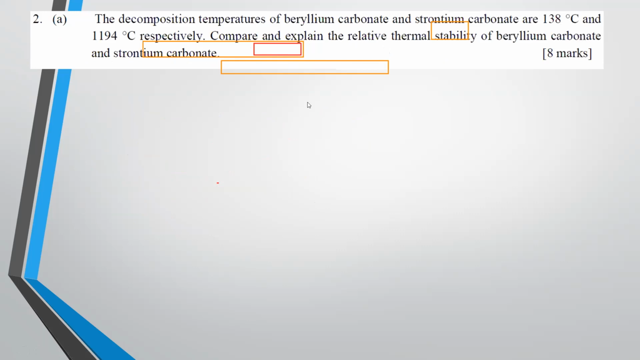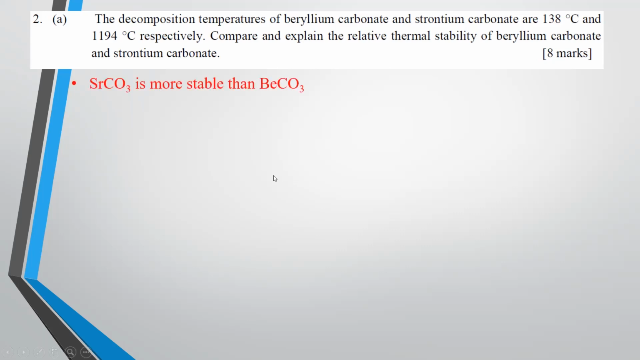The decomposition temperature of beryllium carbonate and strontium carbonate are -138 and -1194 respectively. Compare and explain the relative thermal stability of beryllium carbonate and strontium carbonate. So how are you going to explain? So still remember the 8 keywords or not? So first you need to mention that beryllium carbonate decomposes easier compared to strontium carbonate. Okay, strontium carbonate is more thermally stable than beryllium carbonate.